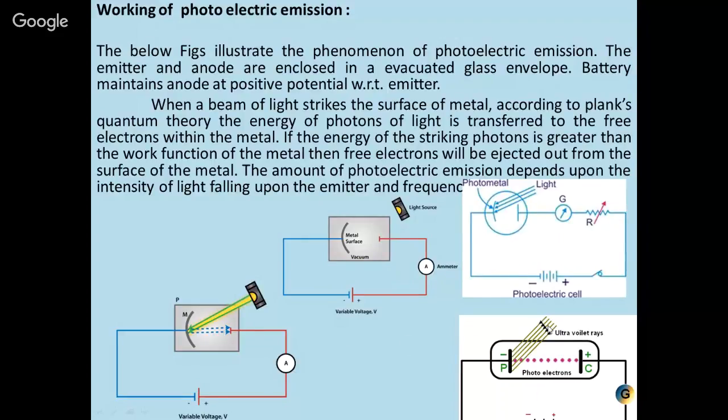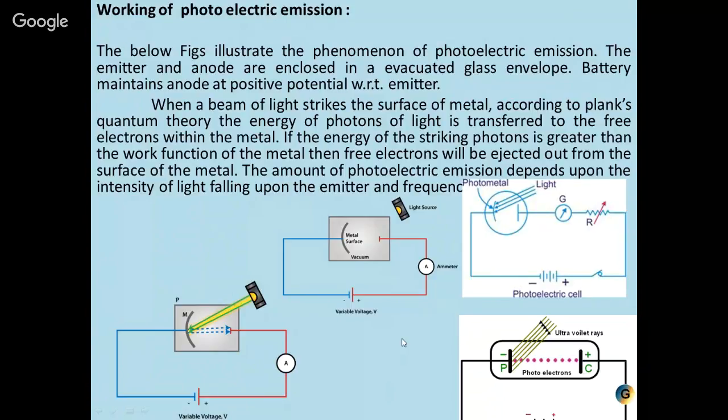Here also, when light rays, ultraviolet rays, fall on the surface, it starts to liberate electrons, and these electrons are made to flow in the direction of the anode. Here also, when they hit, the direction can be changed. So this illustrates how the emission of electrons takes place.